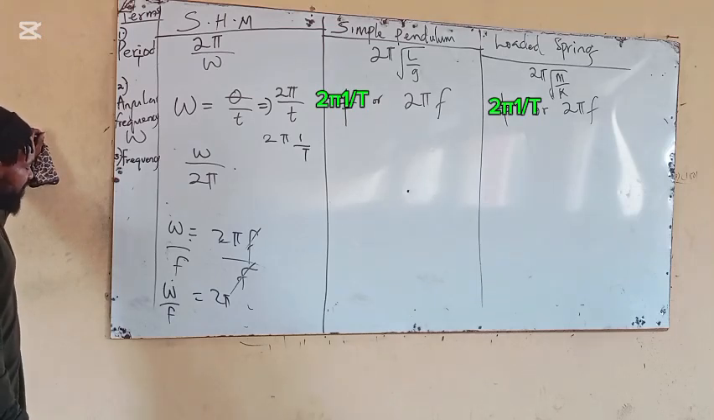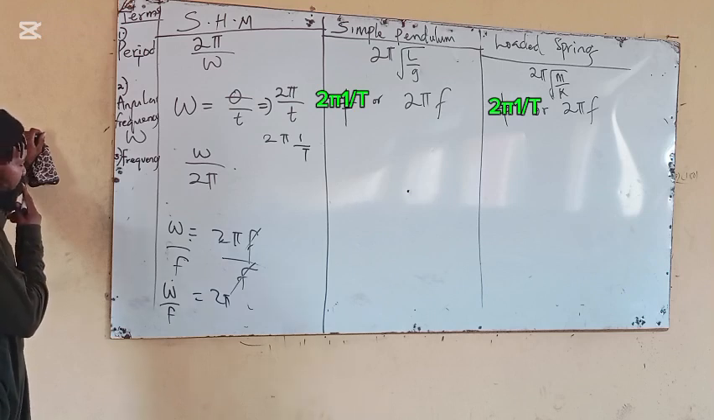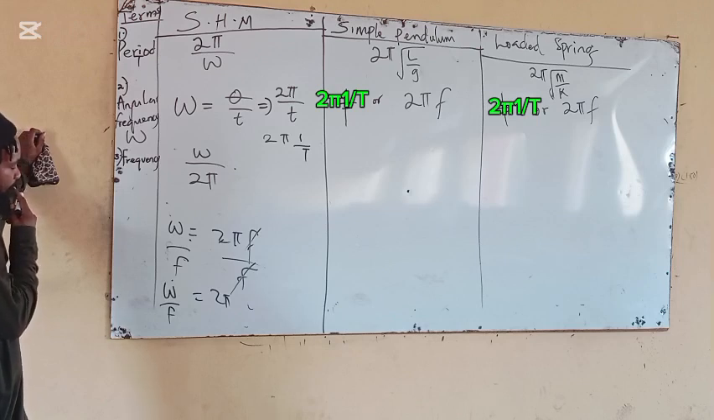Okay, so if I want to make F the subject of the formula here, what do I do? W is equal to 2 pi F. Yes. I could have as well just multiplied or divided both sides by W. No, by 2 pi. Divide both sides by 2 pi initially.